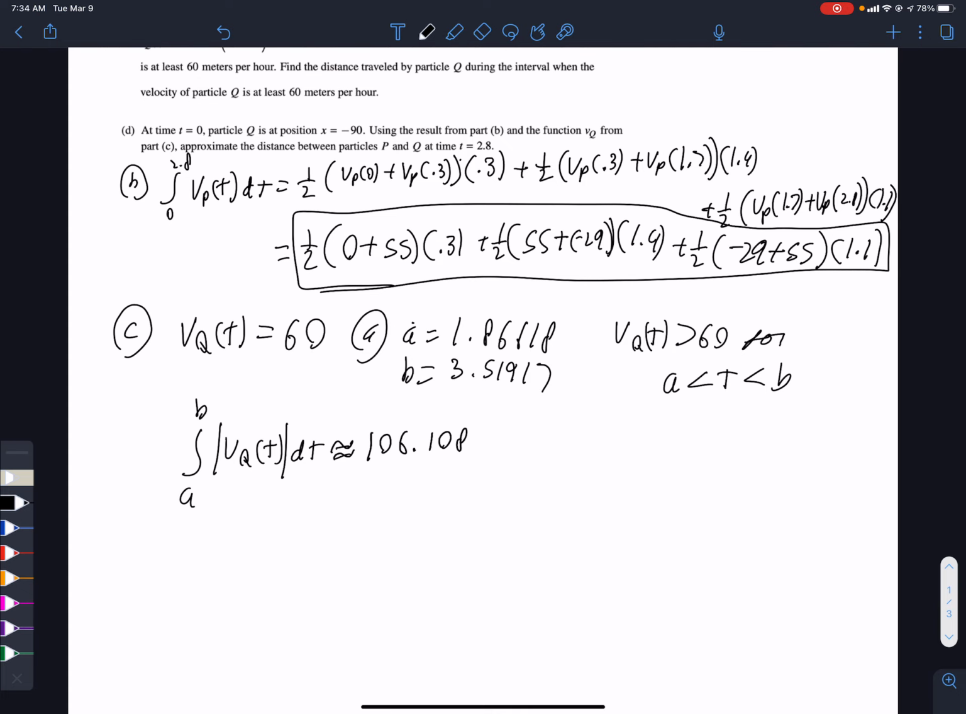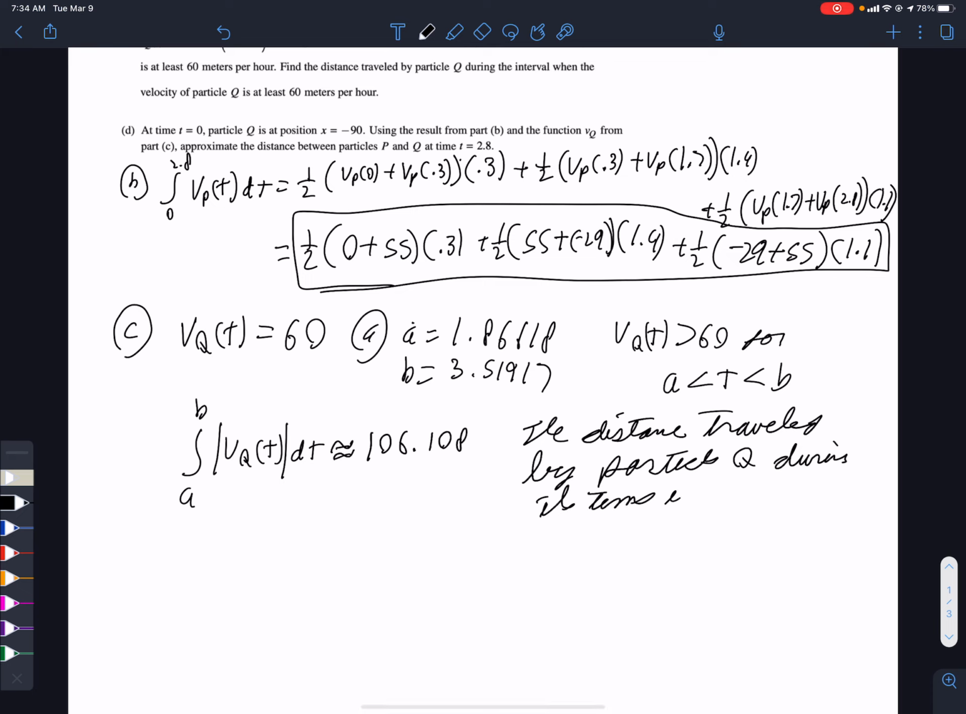So now that we found that, we should state it. So the total distance traveled by particle Q during the time interval from A to B is 106.108 meters. And that's part C. We have one more, part D.